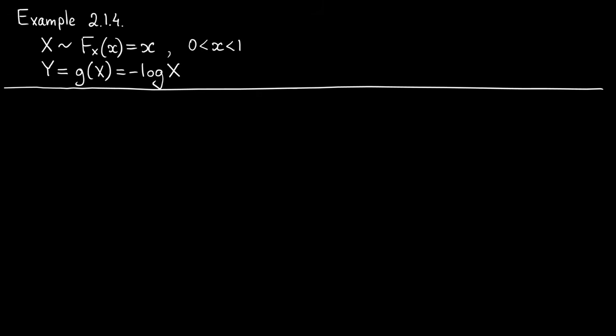First, let's investigate this function g of x that we're dealing with. The function g of x is minus log of x. Let's look at its first derivative. Minus the derivative of log of x, which is 1 over x. And this expression is strictly less than 0 on the support of the random variable x, which is the open interval between 0 and 1. Therefore, our function g is strictly decreasing on the support of the random variable x.